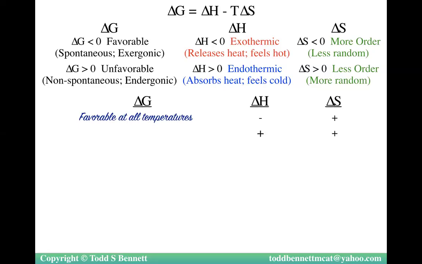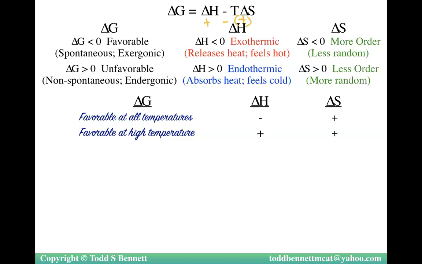If it happens to be that one is positive and one is negative, then a positive number for delta H minus a positive number here means it's now a competition for which one is more significant. So if the temperature goes up, this term becomes a little more significant so that it becomes favorable. The negative outweighs the positive only when the temperature is high. So favorable at high temperatures.